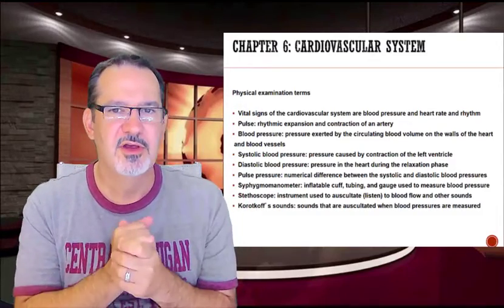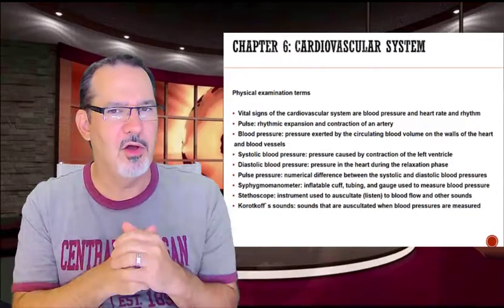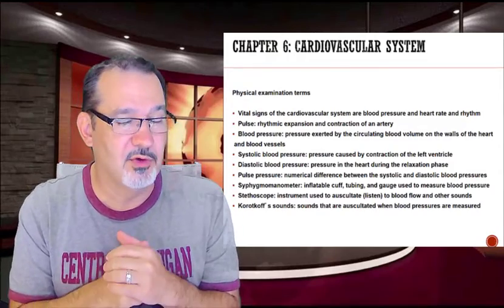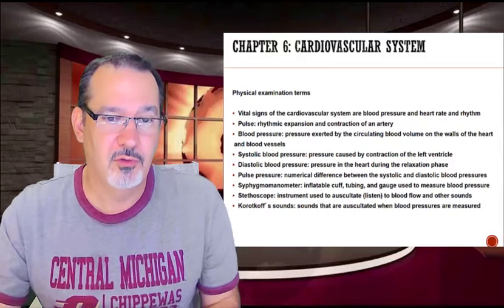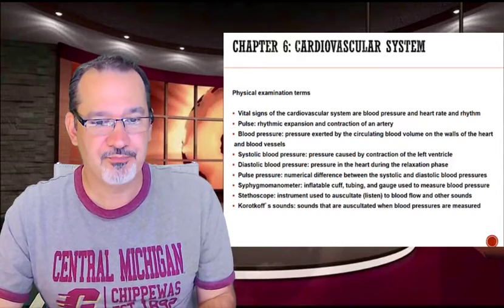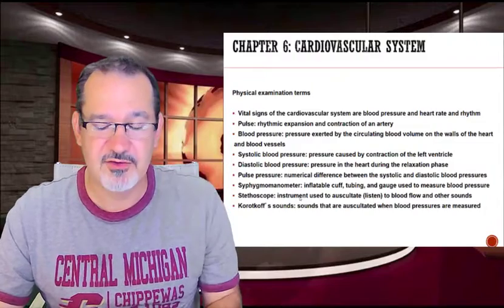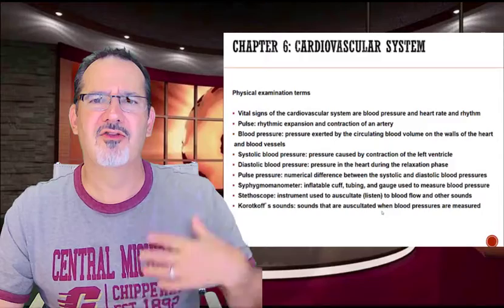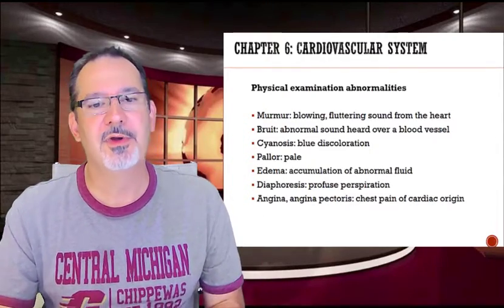So somebody that maybe is 140 over 100, that would be a normal pulse pressure. It would be hypertensive, it would be too high, 140 over 100, but the 40-point pulse pressure difference would be normal. Okay. The stethoscope is the instrument used to listen, to auscultate blood flow, other sounds, abdominal sounds, breathing, lung sounds. Okay, we use the stethoscope for that too.